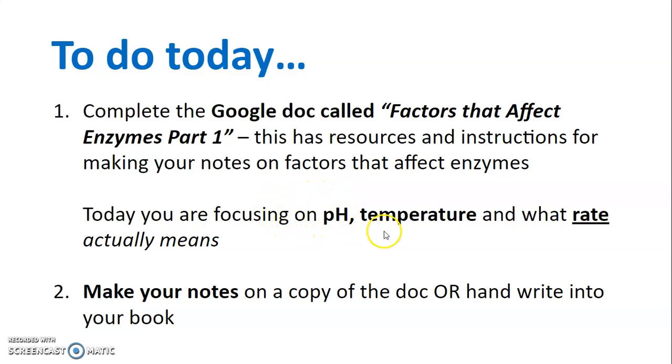Today you're focusing on pH and temperature, and I want you to reflect on what you know about the word rate, so what rate actually means. You don't need to be able to calculate rate exactly, but if you know roughly what it means, the amount of reactions that can occur over a set period of time, that's really important because rate is affected by all of those factors that we just looked at on the last slide.